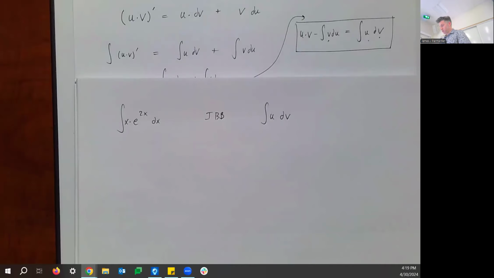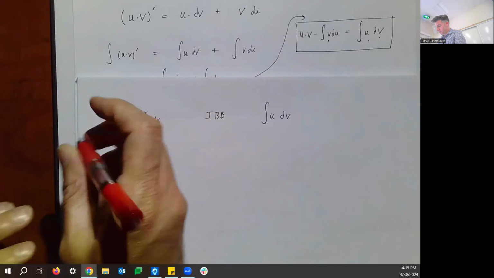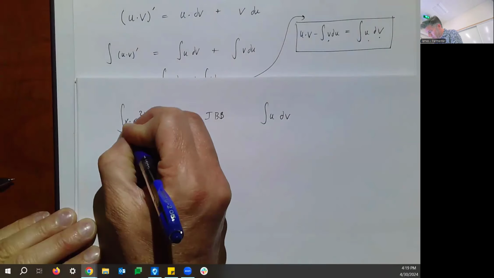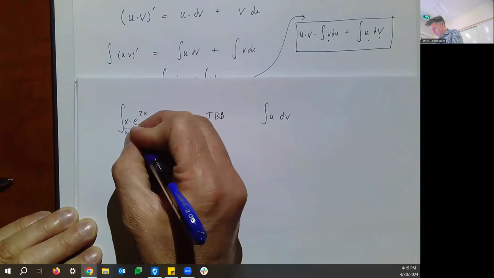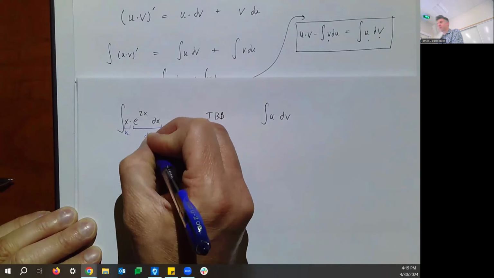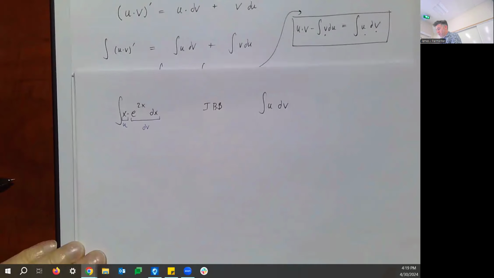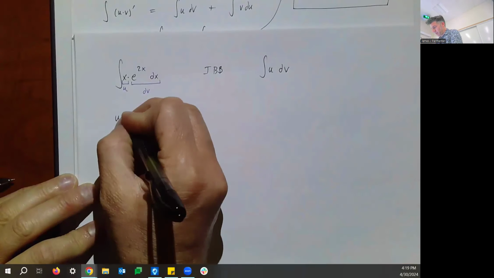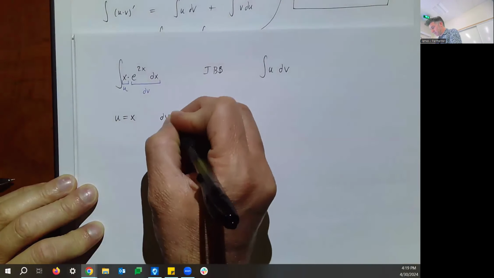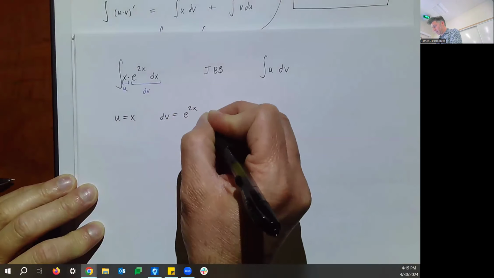So our choice here is that u is going to be x and dv is the rest. And usually that's how I'm going to think about it. I'm looking for what u is going to be, and then dv has to be everything else. So that u multiplied by dv is the entire integral, including the dx part. So we're going to write down u. U is equal to x. dv is equal to e to the 2x times dx.